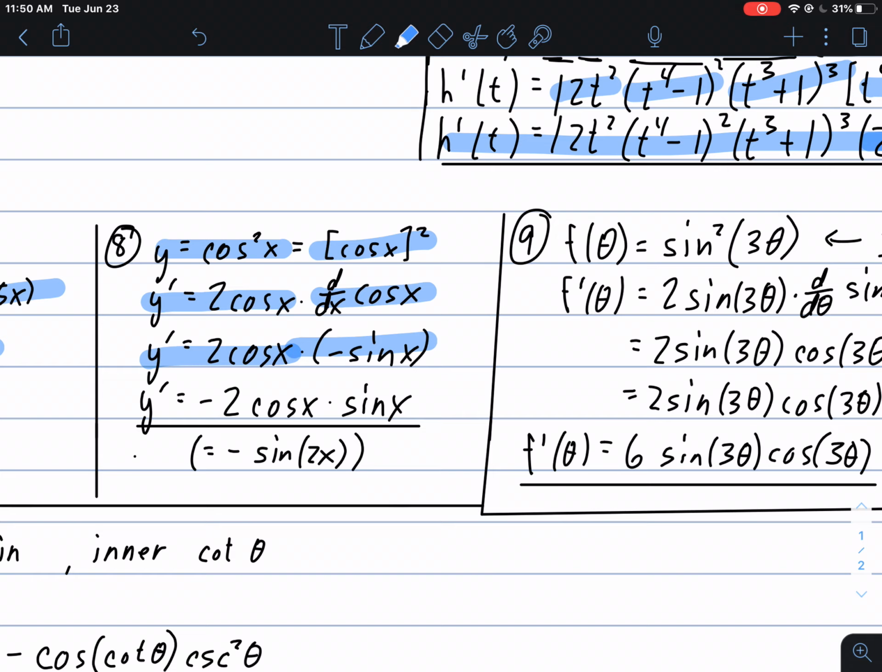And then I just rearranged. I brought the negative up to the front. I've got y prime equals negative 2 times cosine x times sine x. And that's a perfectly good derivative. I mentioned underneath that to recognize that that is the double angle identity for sine.